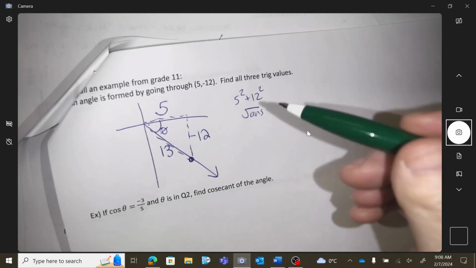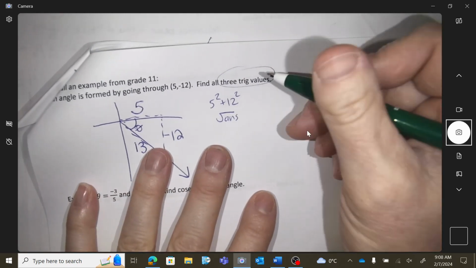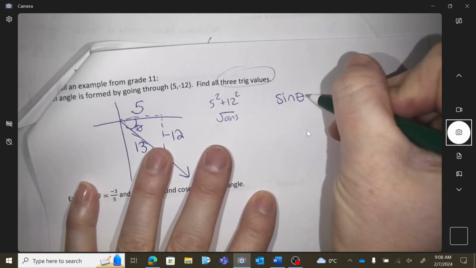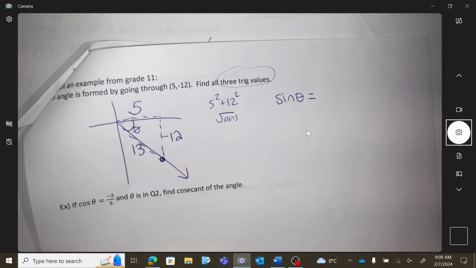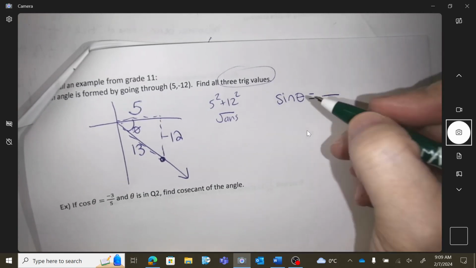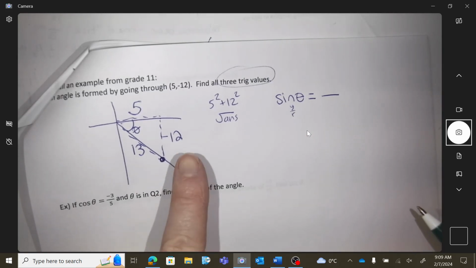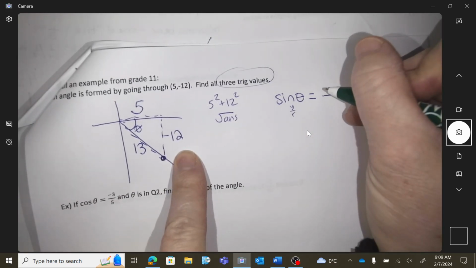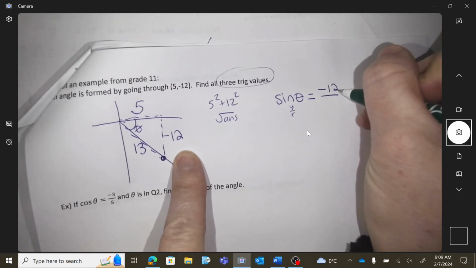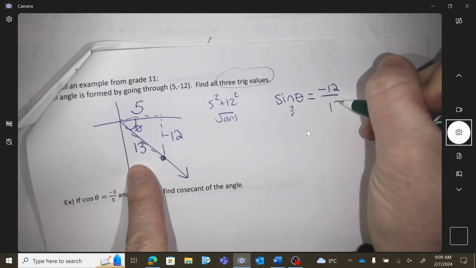Okay, so find all 3 trig ratios. So here we go. Sine theta equals, remember your letters. So you're really, that's the letters. So you're really y over the r.